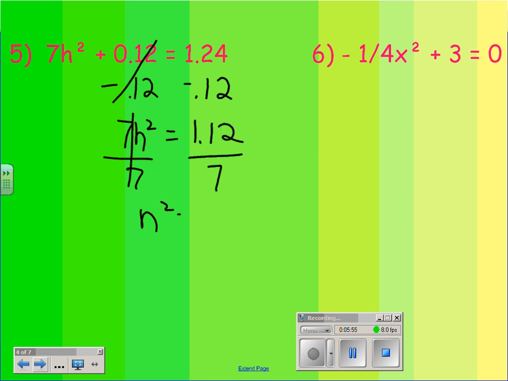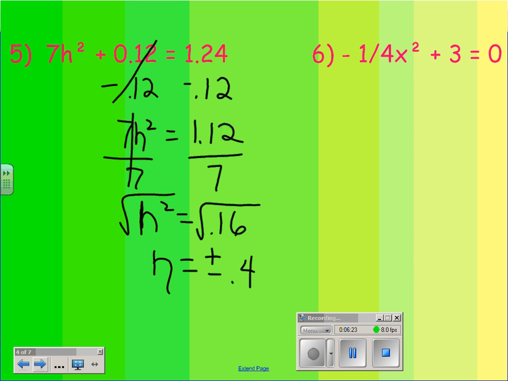H squared equals 1.12 divided by 7, which looks like 0.16. And even though it's a decimal, I hope that you recognize that as a number that could be a perfect square. So we're going to take the square root of h squared. We're going to take the square root of 16 hundredths. We end up with h is equal to, don't forget the plus or minus, and that's going to give me what, 0.4? And that is the final answer.